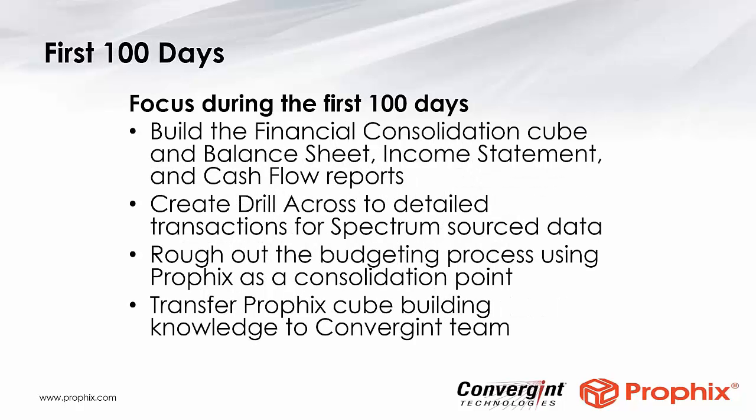During the first 100 days, we built that financial cube, and we created balance sheet, income statement, and cash flow reports based off of that. We created drill across into the ERPs, especially in Spectrum, so that people can see the source level data. We roughed out the budgeting process using Profix as the consolidation point. I'll talk a little bit about how we did our budgeting the first year that we had Profix. And then we transferred the cube building knowledge to the Convergent team, so those additional cubes, after the Profix consultants left, we were able to take care of.